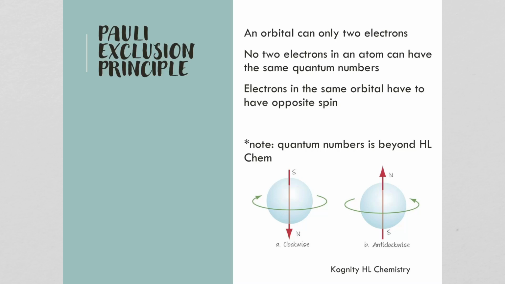Each orbital, or each suborbital, can only hold 2 electrons. No 2 electrons in an atom can have the same quantum numbers. Now, quantum numbers are beyond what we need to know for higher level chemistry, but what we do need to know is that electrons in the same orbital have to have opposite spin. One of the electrons will be pointing north and rotating clockwise. The opposite one will be pointing the opposite way and rotating anti-clockwise.